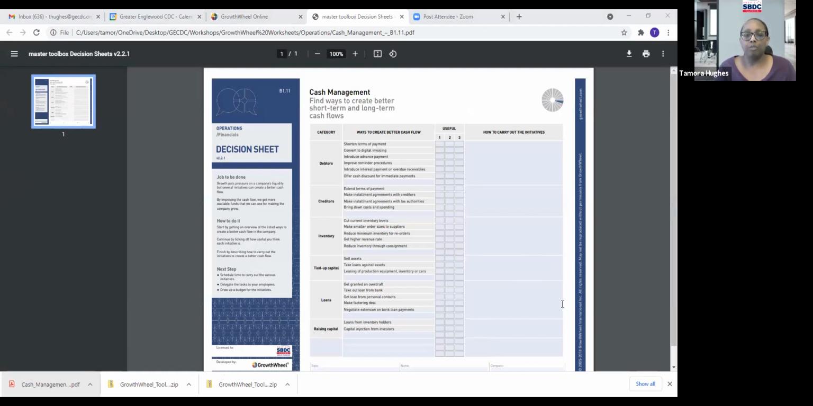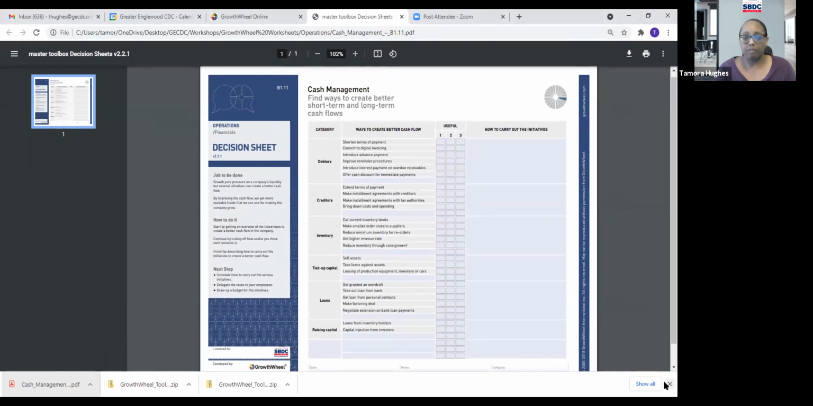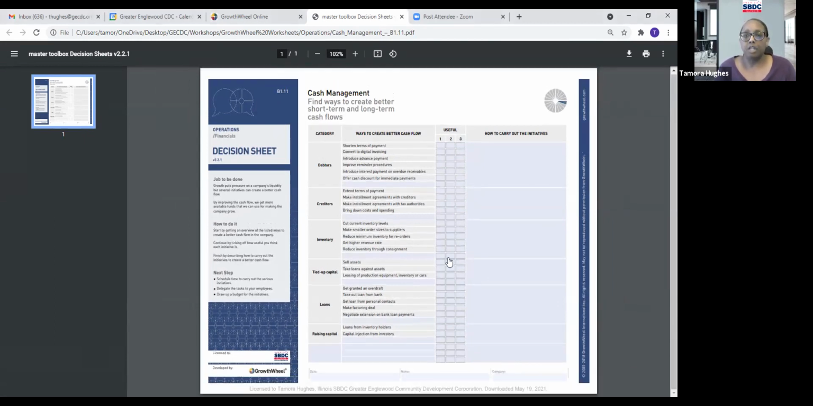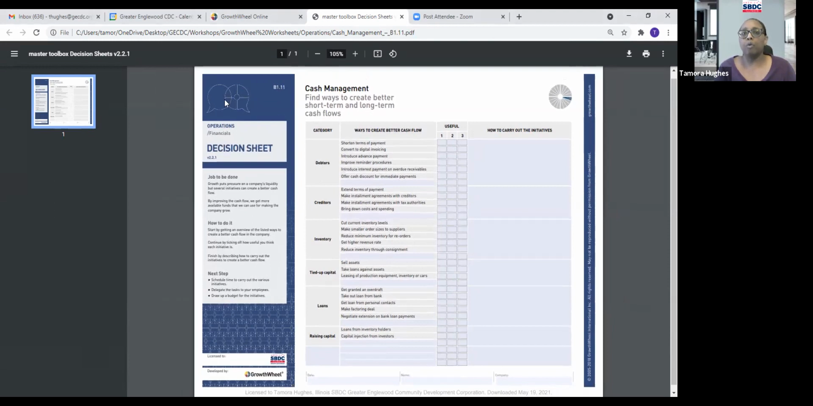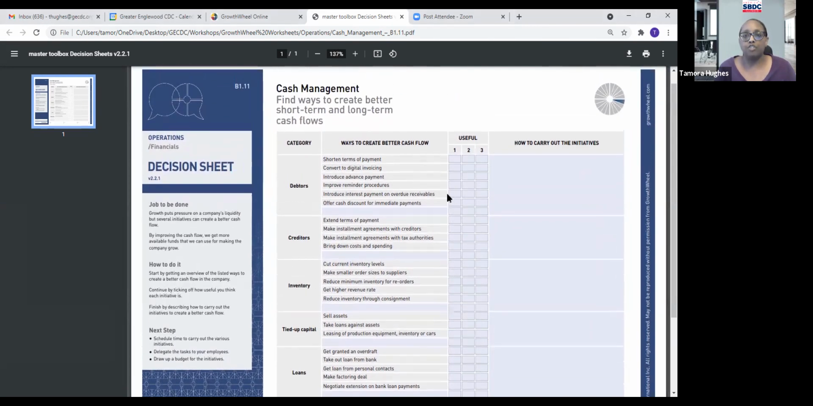Okay. So this is our cash management screen. I'm going to take all of this off and clear it. And in this cash management screen, again, you'll know where you're at because we're in the blue section. The number of this worksheet is the B111, and you can then see the decision sheet and see the things within the decision sheet. So now you're able to see that we're on the cash management worksheet, and this is for short and long-term cash flow.